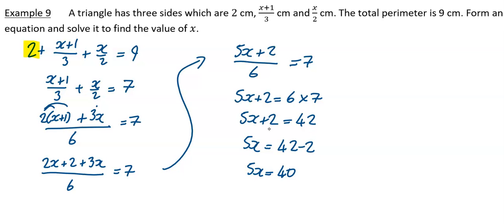And then again, let's look at what's happening. My 5 is multiplying the x, so the opposite of multiplying by 5 is dividing by 5. So almost there, x is equal to 40 divided by 5, which means x is equal to 8. And that is it. Done. So it worked out.